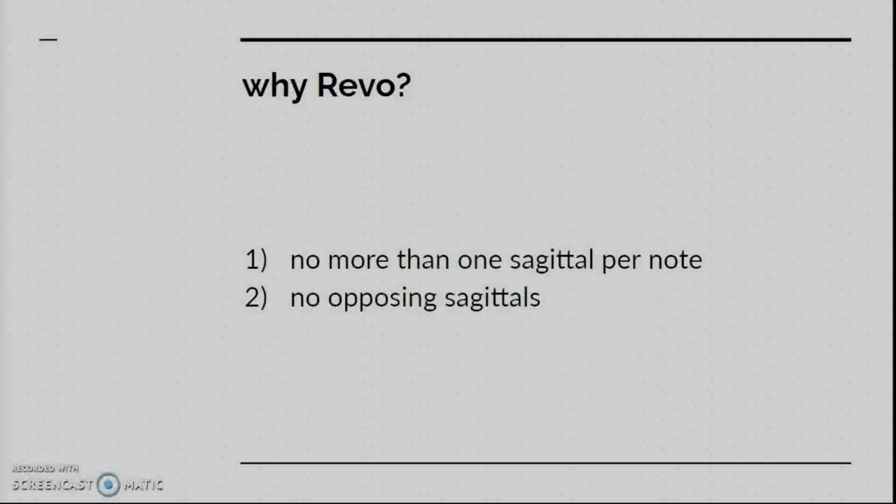Well, there are a couple big reasons. Remember the design principles we talked about earlier. No more than 1 sagittal per note, and no opposing sagittals altering the pitch in opposite directions. Well, by using the JI notation, rather than the prime factor notation, we accomplished that much. But we can take these principles and make them even stricter.